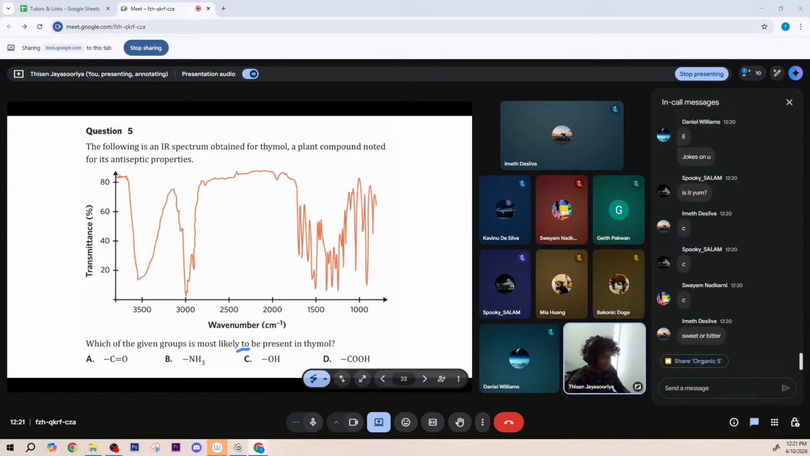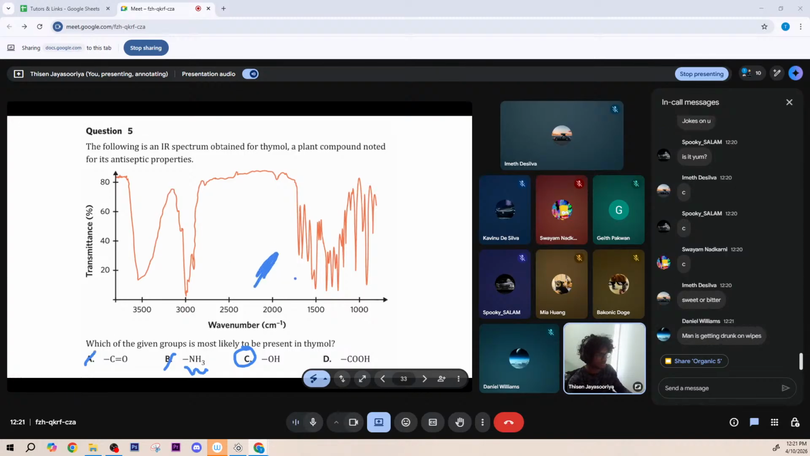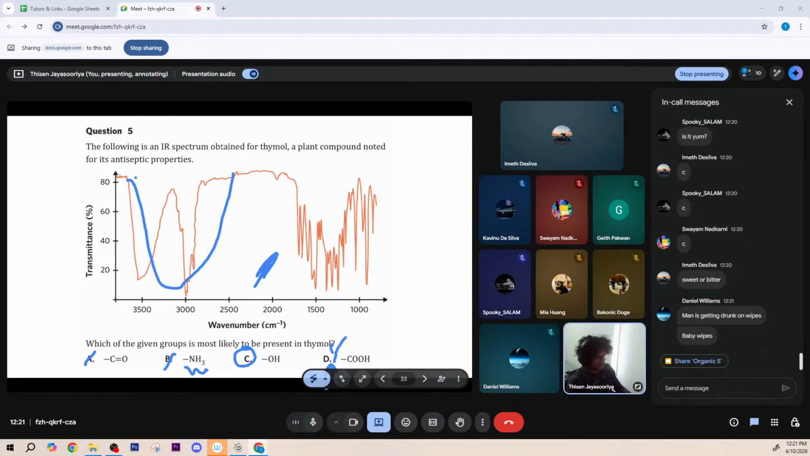Anyway. The answer is C. B literally cannot be present in an organic compound. A, there's not the peak over here that we'd normally see. And D can't be the compound because it'd have a much broader peak, way broader, like this sort of length.